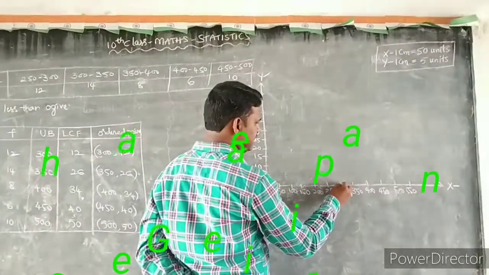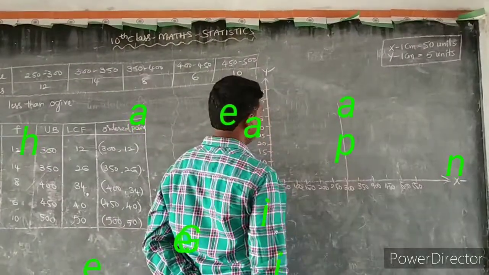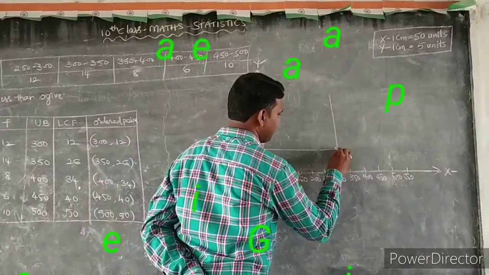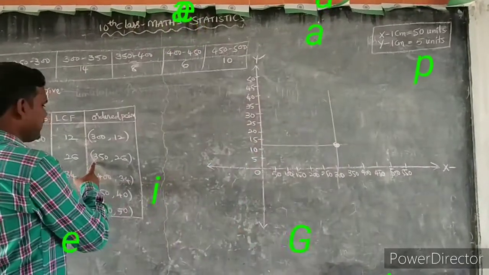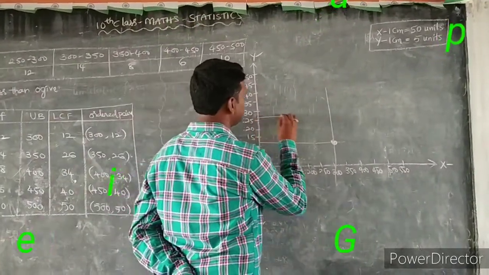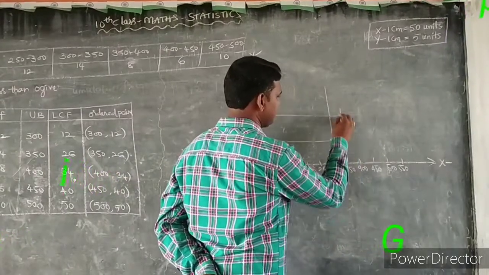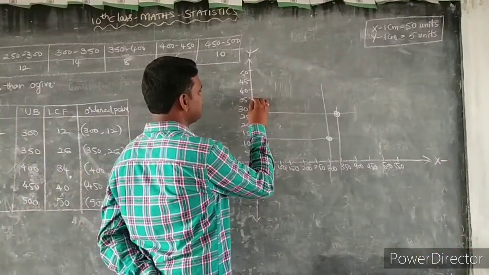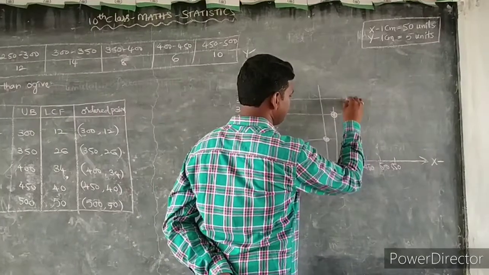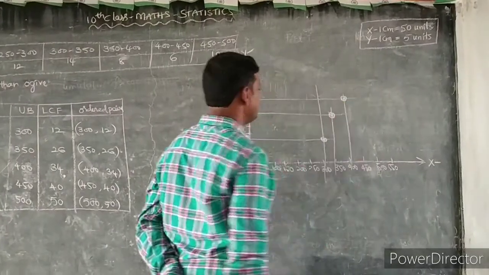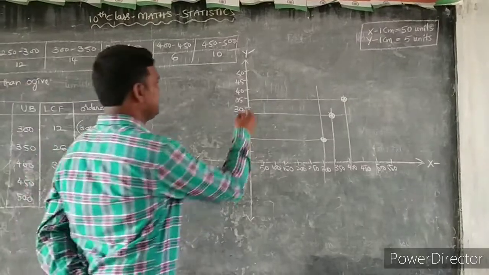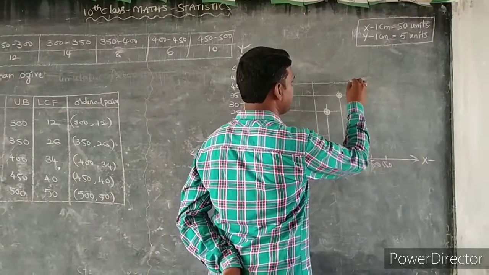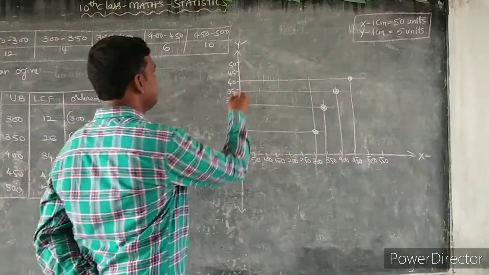X value is 300. Y value is 12. 12 means just about 10. Point will be here. Next, 350, 26. 26 is the value at 350. Next, 400, what is the value? 34. 34 means just below 35. Next, 450, 40. 40 at 450. We can plot the points. Finally, 500, the value is 50.